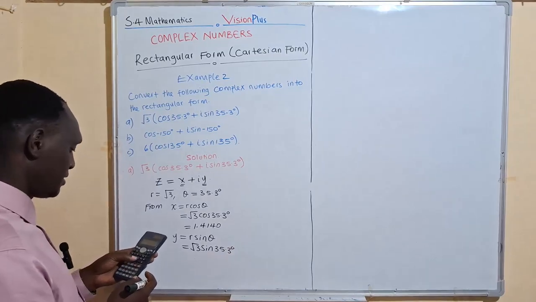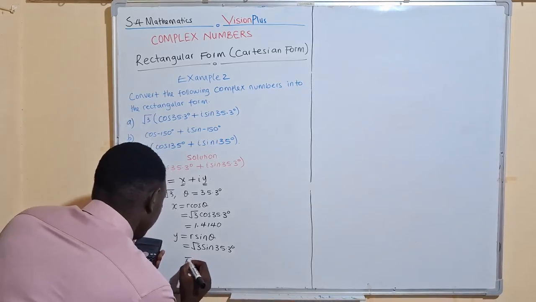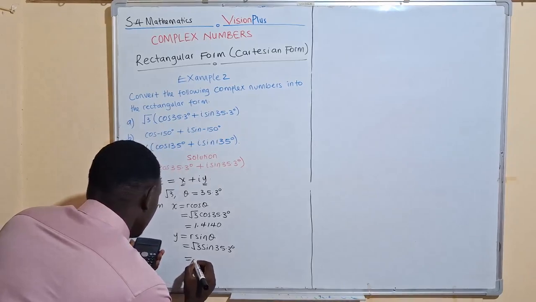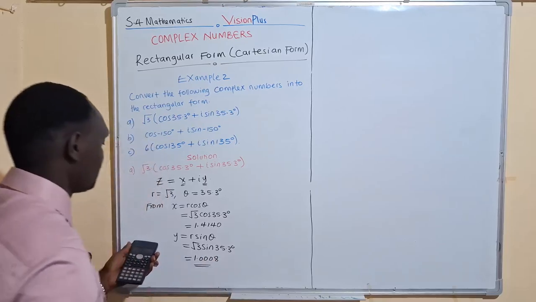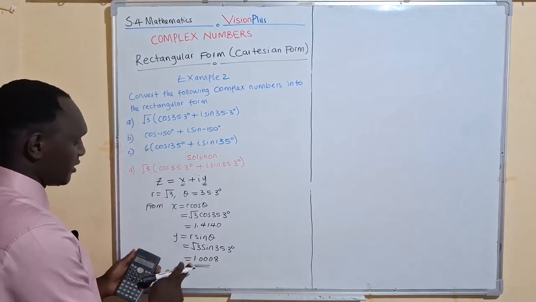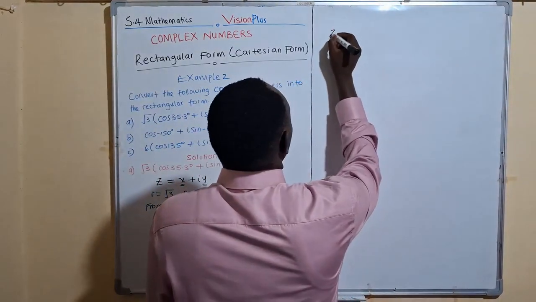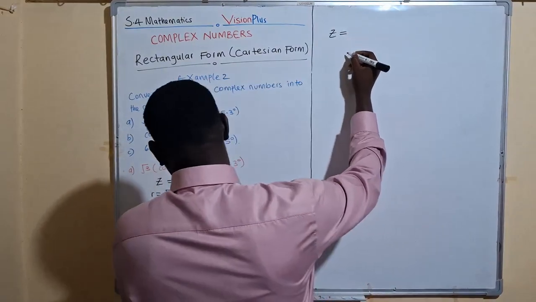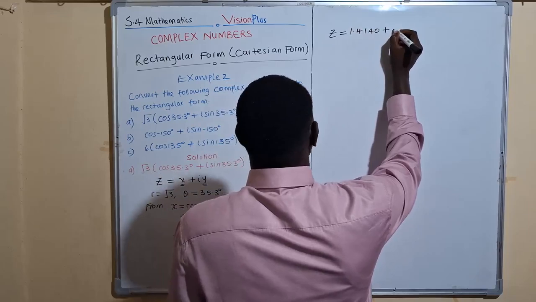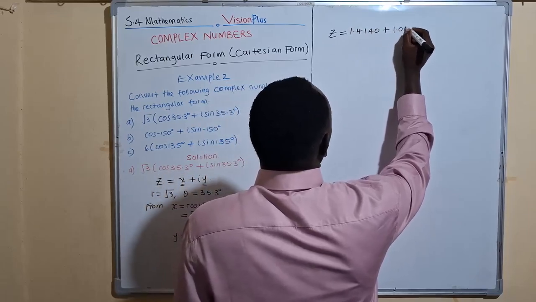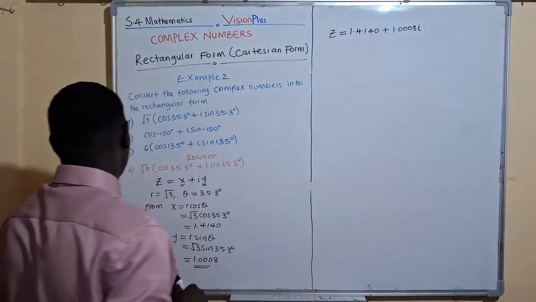Then you press the calculator. Root of 3 sine of 35.3. I'm getting 1.0008. This is the value of y. After getting x and y, we substitute for them and we get the Cartesian form. Therefore, z is given by x, which is 1.4140, plus y, which is 1.0008 i. So this is the solution to part A.